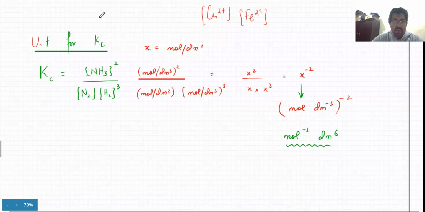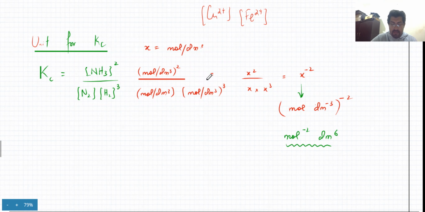Now, when you try to find units for Kc, it's like homogeneous equations in physics. The unit for concentration is mole per dm cube. So the numerator is mole per dm cube squared, divided by N2, which is mole per dm cube, and then H2, which is mole per dm cube, and that's cubed. So you have to simplify the unit now.